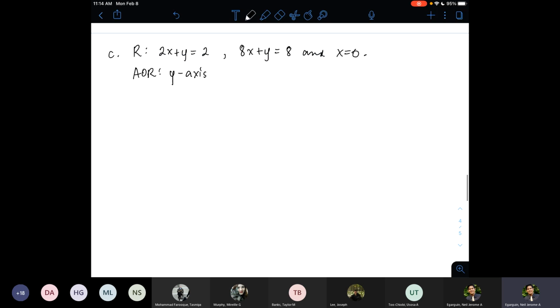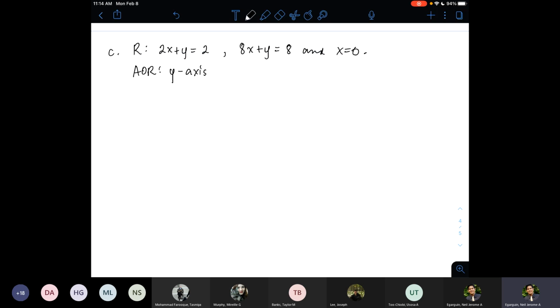Okay. Now let's see. Usually it's easier to sketch the graphs if you write them in more familiar form. For instance, this curve can be rewritten as y equals 2 minus 2x. Okay. So if we will sketch that.